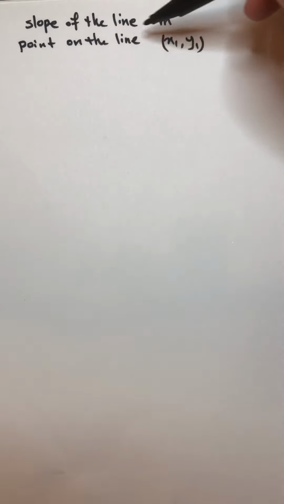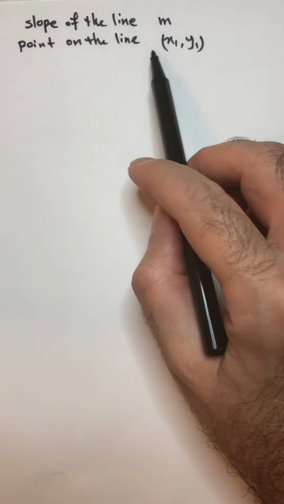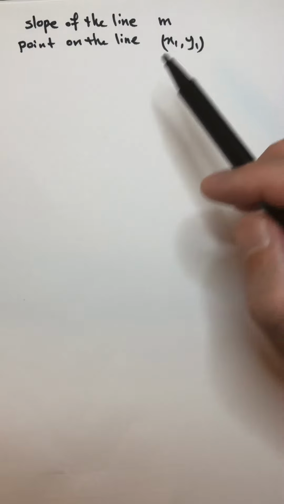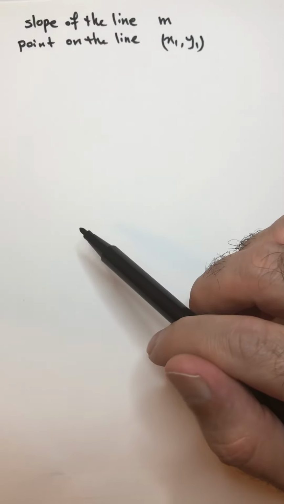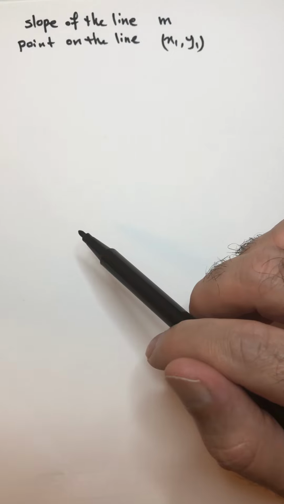We want to find the equation of a line given the slope of the line and a point that lies on the line with coordinates x1 and y1. We solved this problem using a method in the previous video. In this video, we want to solve it using a second approach.